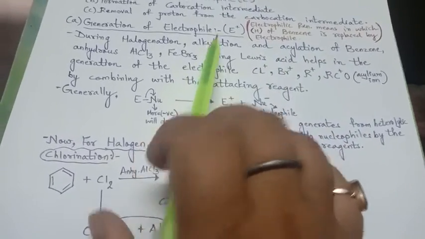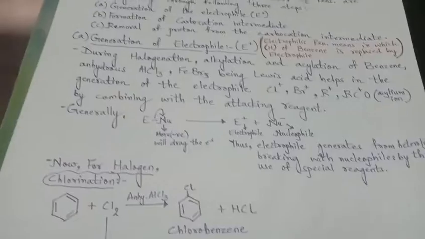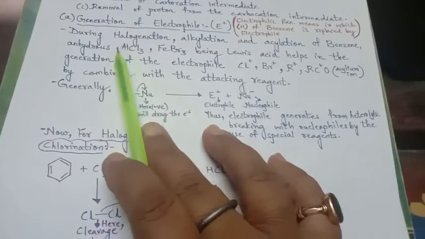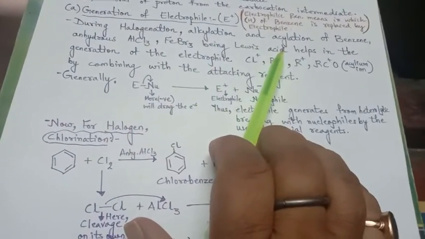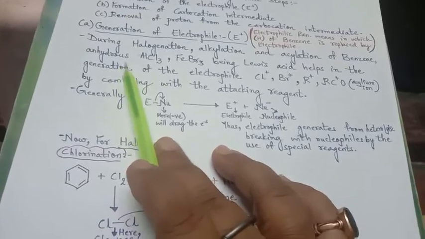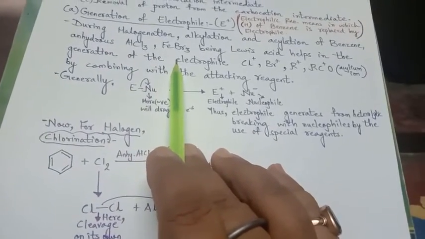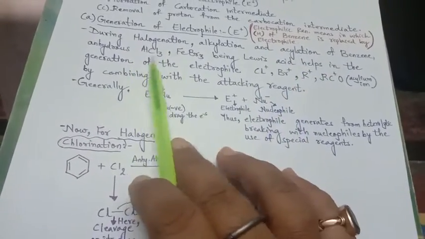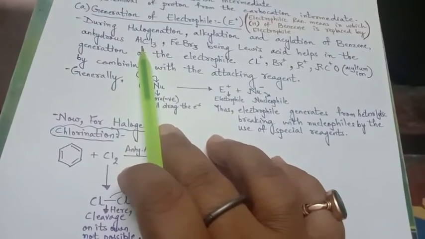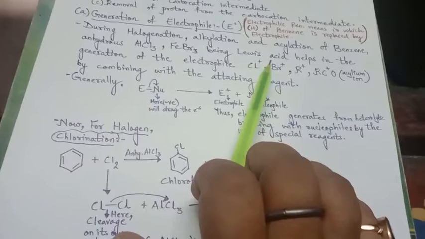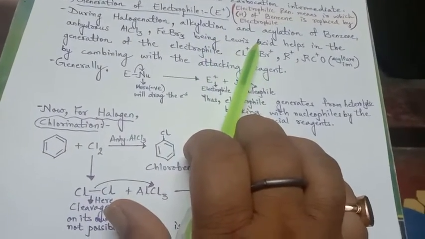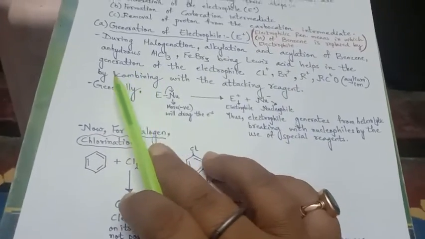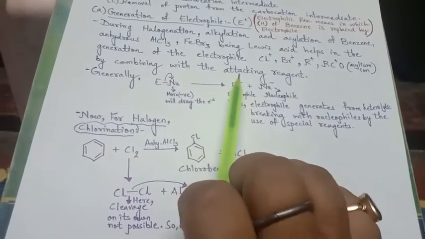And when Friedel-Crafts alkylation and acylation take place, then we can see the generation of electrophile. So during halogenation, alkylation and acylation of benzene, in the presence of reagent anhydrous AlCl3 or FeBr3 when bromination is taking place, which are Lewis acids, they help in the generation of the electrophile: Cl+, Br+, R+, that means alkyl group, and RCO+, that is acyl, alkylium and acylium ions. They are produced and combine with the attacking reagent.